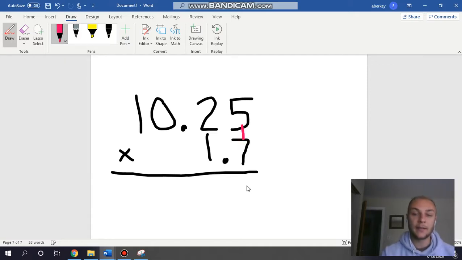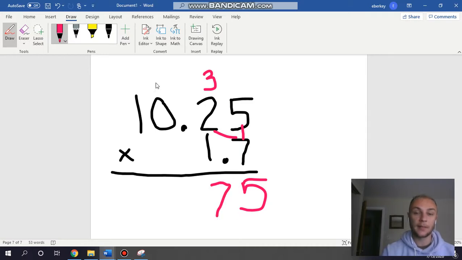7 times 5 is 35. The 5 from the 1s goes down. The 3 from the 10s goes up. 7 times 2 is 14. 14 plus 3 is 17. 7 from the 1's place goes down. 1 from the 10's place goes up. 7 times 0 is 0. 0 plus 1 is 1. 7 times 1 is 7.